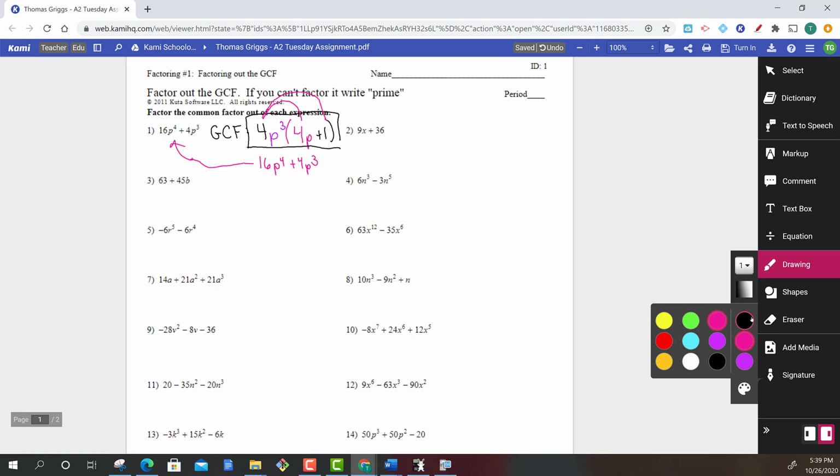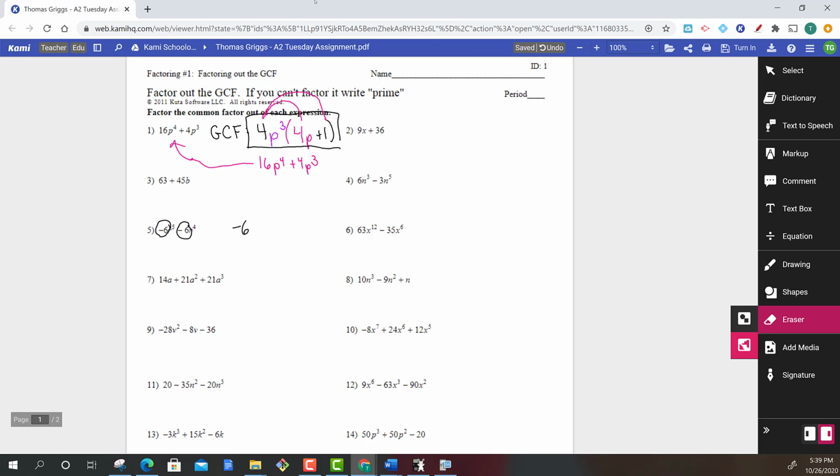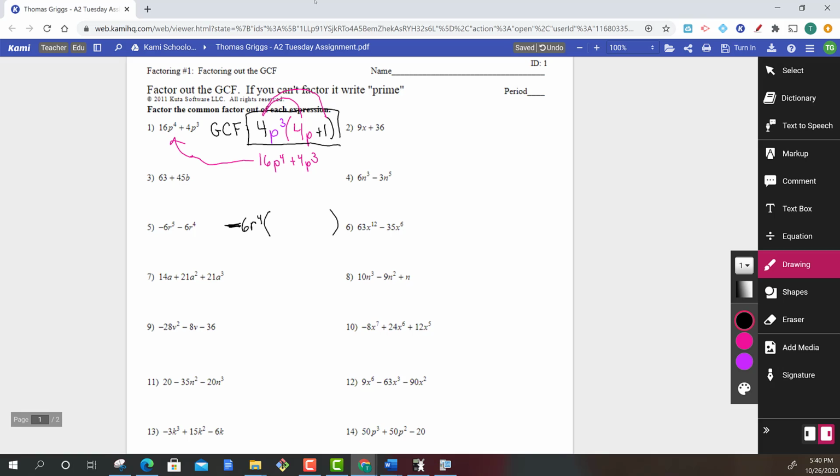Same thing on number 5, find the greatest common factor. So obviously the two numbers are both -6. So I'm going to factor out a -6. That's the biggest number that goes into -6. Remember, if the lead number is negative, which it is in this case, that tells us we have to factor out a negative number instead of a positive number. So it's all about the lead number being negative or not. And then variable-wise, they both have an r, but the smaller exponent is r to the fourth. So that's what we're going to factor out in this problem.